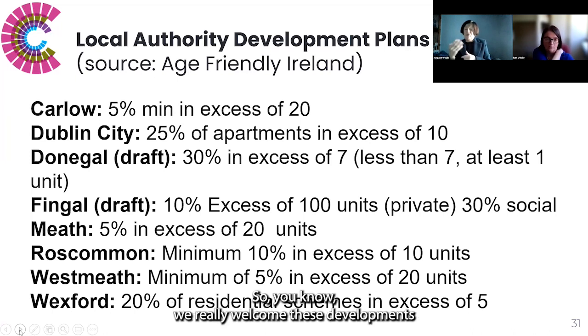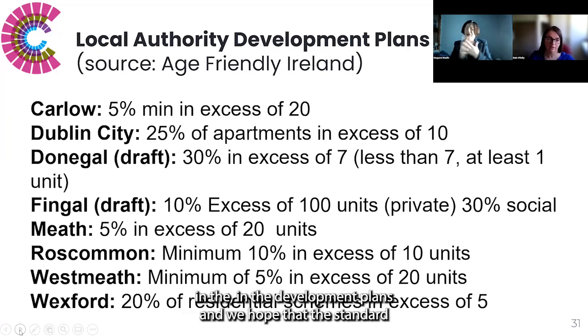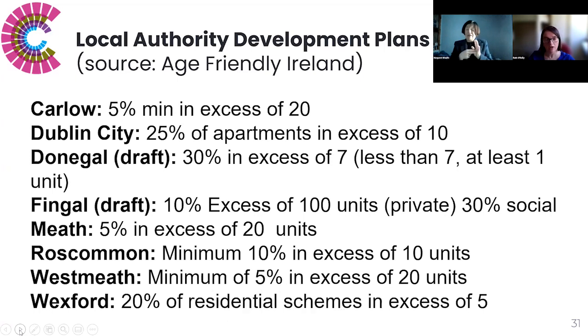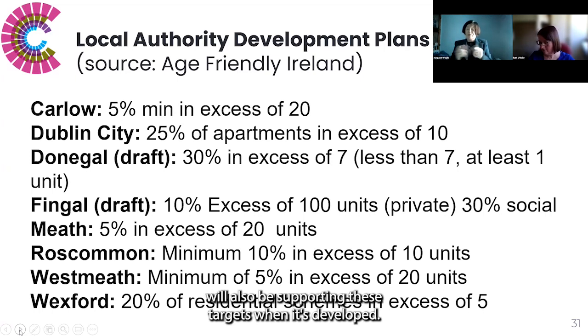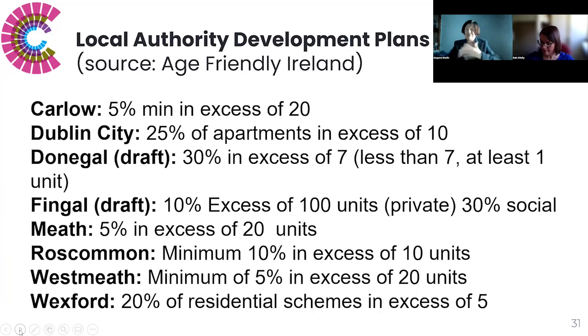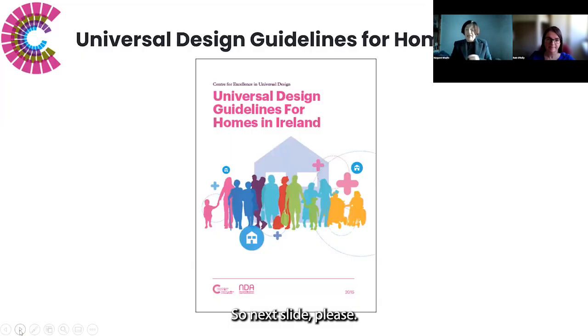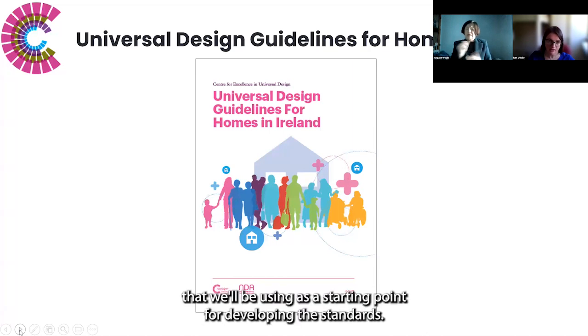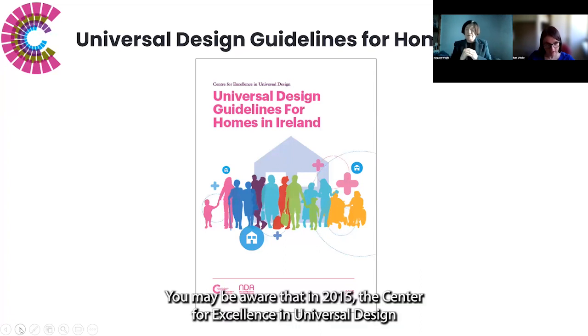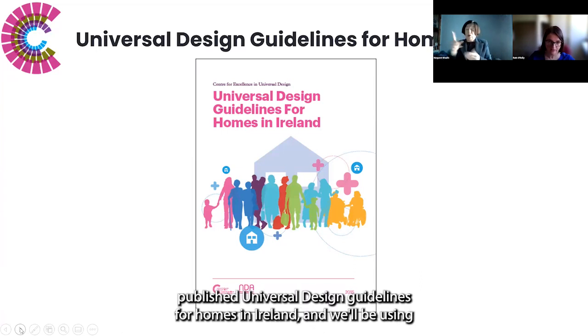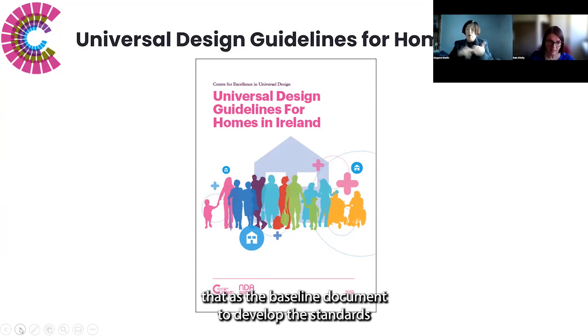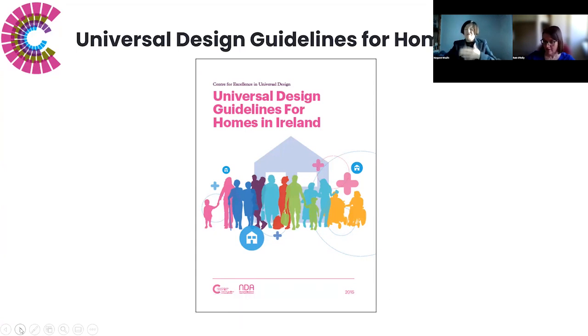So, we really welcome these developments in the development plans, and we hope that the standard will also be supporting these targets when it's developed. So next slide, please. So I just wanted to talk a little bit about documents that we'll be using as a starting point for developing the standards. You may be aware that in 2015, the Centre for Excellence in Universal Design published Universal Design Guidelines for Homes in Ireland, and we'll be using that as the baseline document to develop the standard. And the next slide.